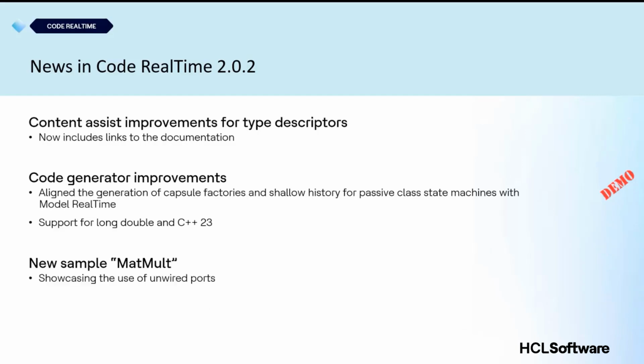We also made some improvement in Content Assist when it comes to type descriptors. So we have included now a link to the documentation so that you can look up how to write the type descriptor if you forgot.